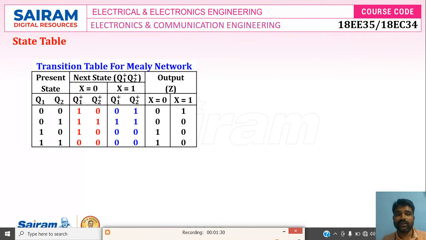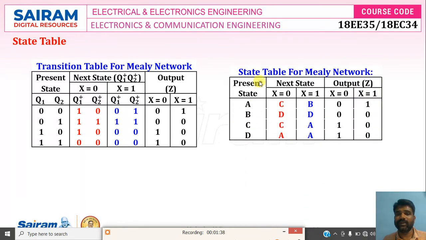Let's see, this is the transition table of a Mealy network, and this is the corresponding state table. See, the present state is replaced with the alphanumeric symbol. Here 00 is replaced with A, 01 is replaced with B, 10 is replaced with C, and 11 is replaced with D. Similarly, observe the next state section when x is equal to 0. Here it is 10. That means the symbol assigned to 10 is C. So here it is C.